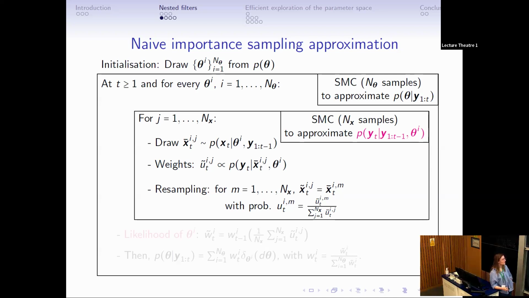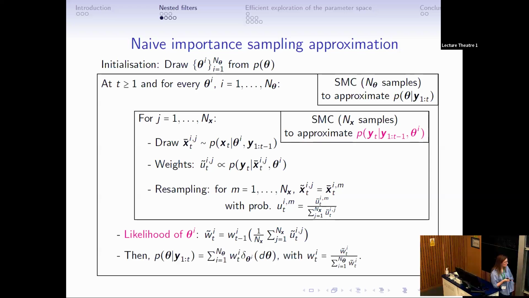Once we have that, we could actually compute the likelihood of theta i, using the sum of all of the weights we computed before in the inner filters, or the second layer. And then we could represent the posterior of theta with the normalized weights corresponding to this likelihood, in the places where the theta i's are. Okay, this has a few problems.